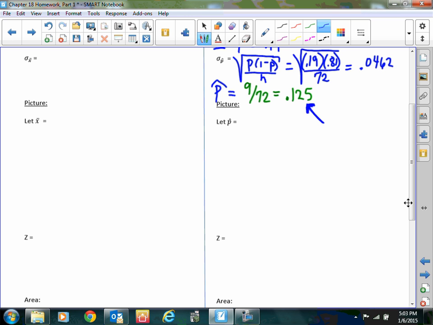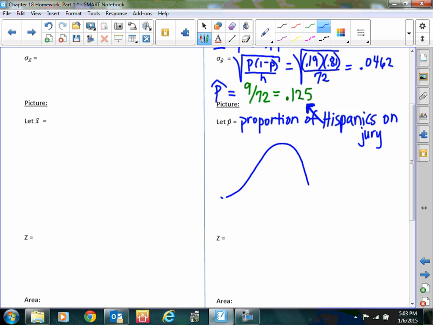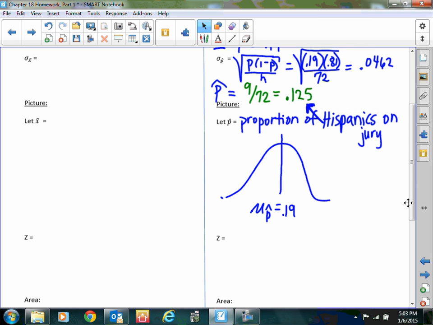First, P hat is the proportion of Hispanics on the jury in that county. And our picture is going to look something like this. It should average out, the average of the sampling distribution should be 0.19. But we got a sample right here of 0.125.